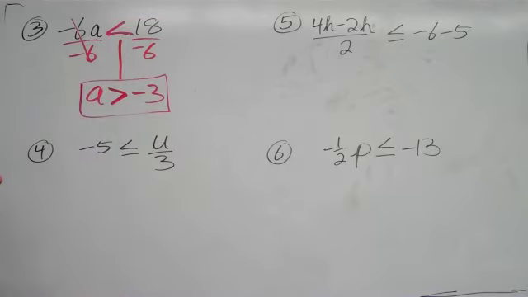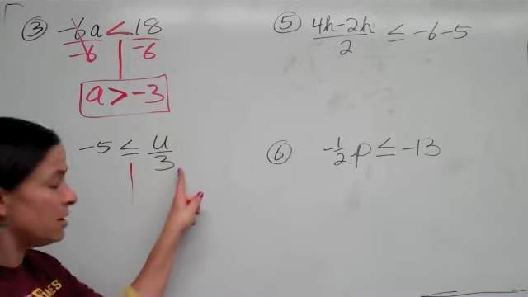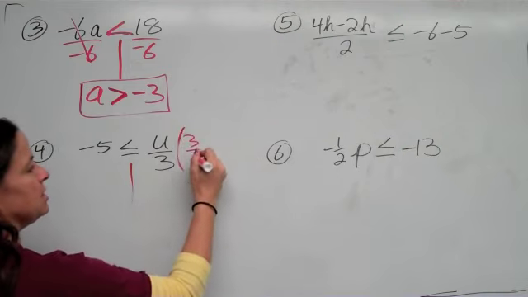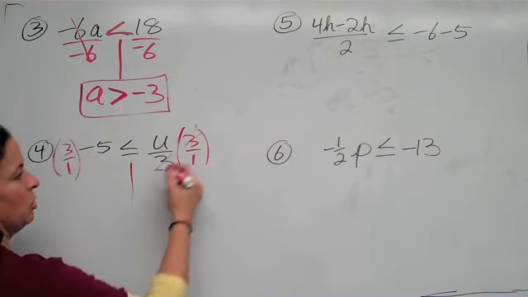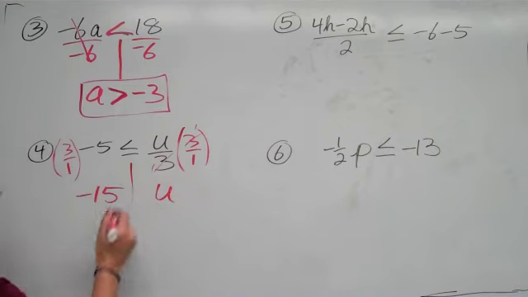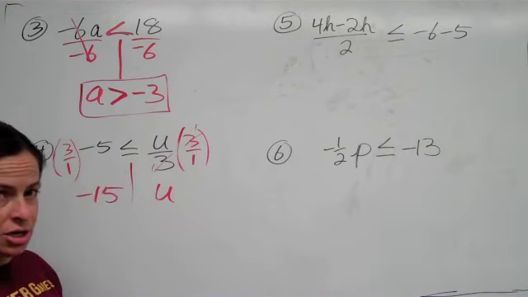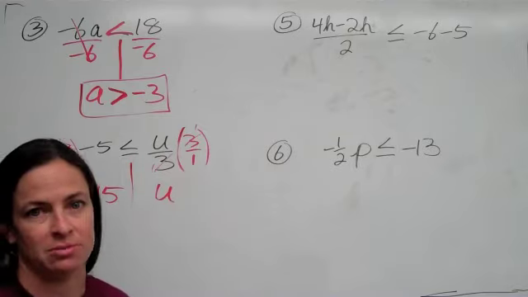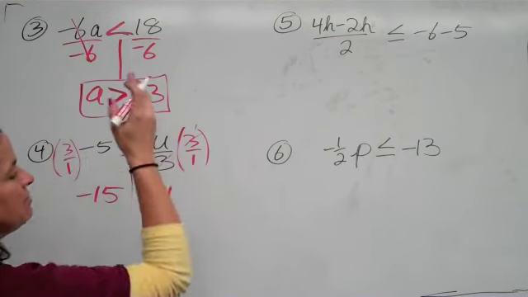Number 4, I want to get the u by itself. It is on the right side of the equation. U is being divided by 3, so the inverse operation is to multiply by 3. I like to see how it cross simplifies, so the 3's simplify to 1's. So I'm left with just a u, and on this side I have a -15. Now, I do have a negative in this problem, so do I change the direction? No. Why? Because I didn't multiply both sides by a negative. I just have a negative in the problem.